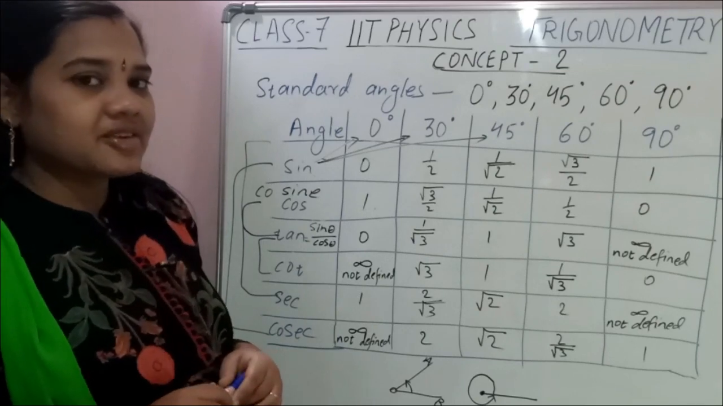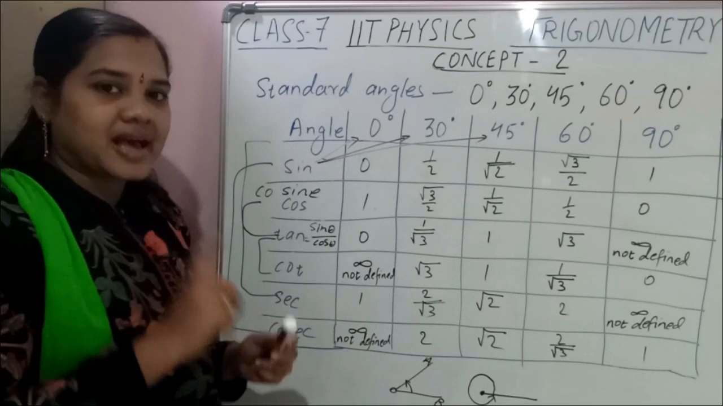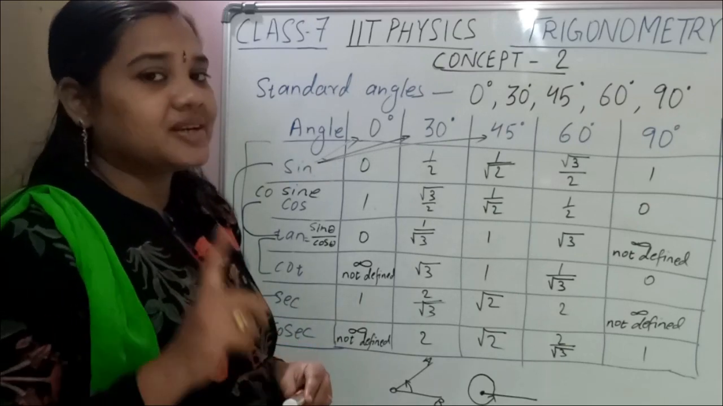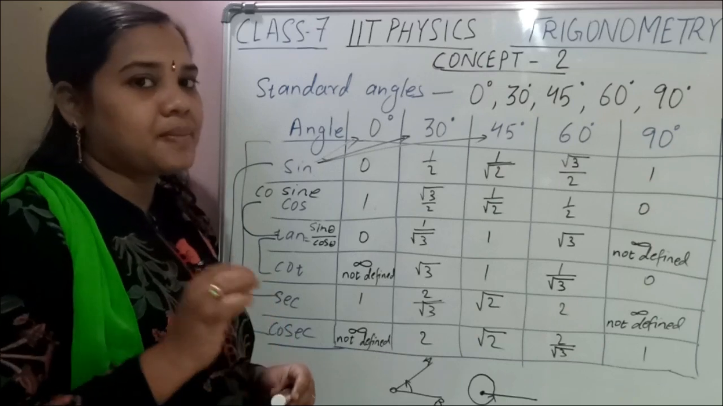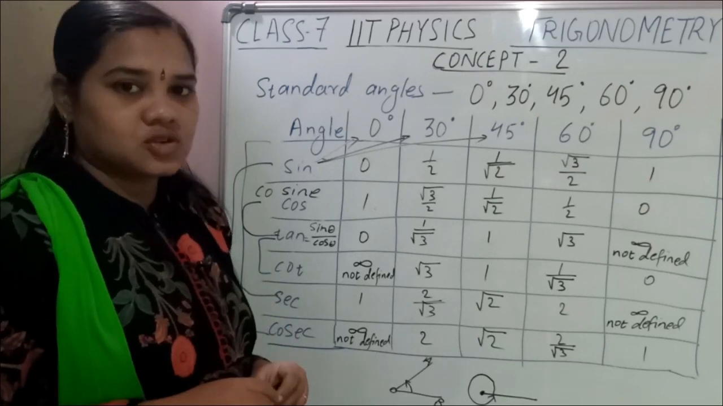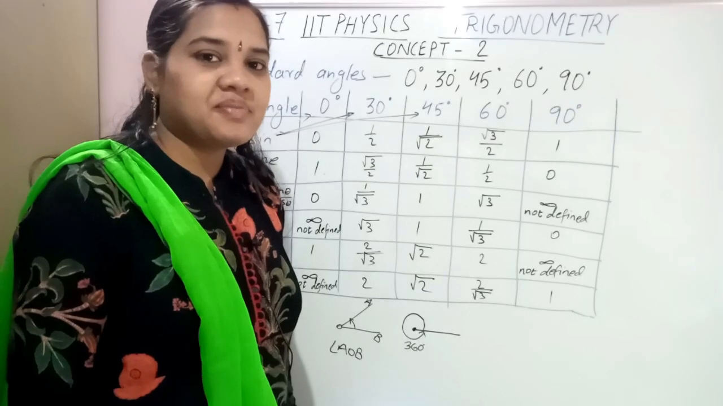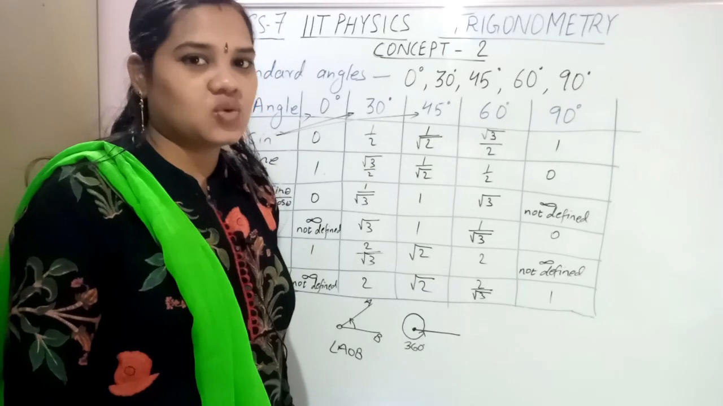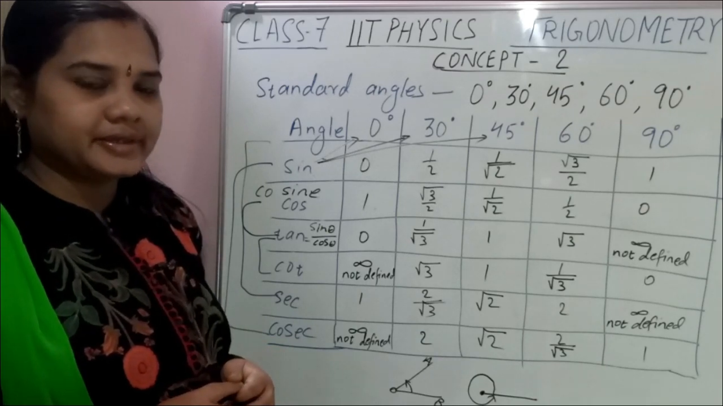Third point, what is given? We already read the trigonometric identities. Sin square theta plus cos square theta is equal to 1. Next, sec square theta minus tan square theta is equal to 1. Third, cosec square theta minus cot square theta is equal to 1. Clear? So these three are the trigonometric identities.